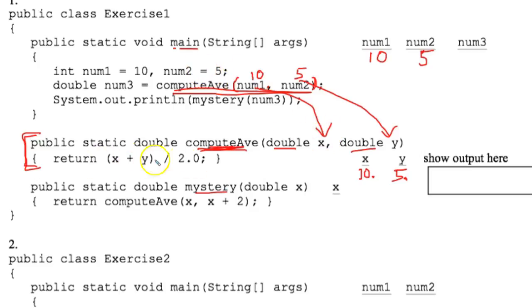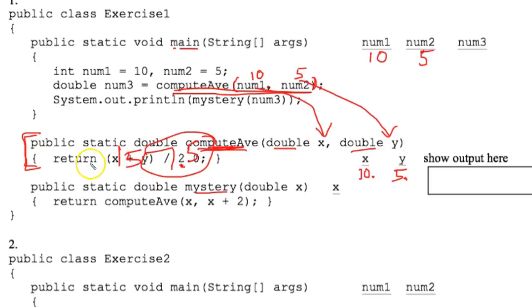Okay, now we execute the code in the body of the compute av method. So we follow the order of operations. X plus y is simply 10 plus 5, that's 15. 15 divided by 2.0. Well, 15 is a double. If it were an int, it wouldn't matter. You can divide an int by a double, and either way, all this simplifies to 7.5. 15 divided by 2 is 7.5.